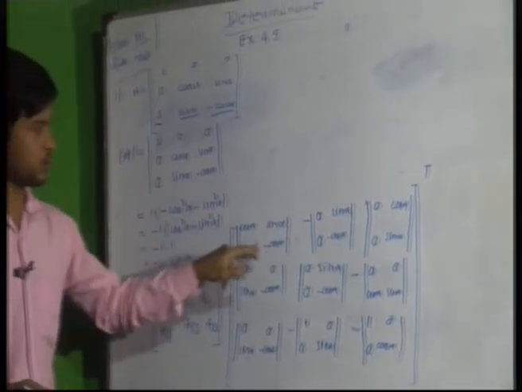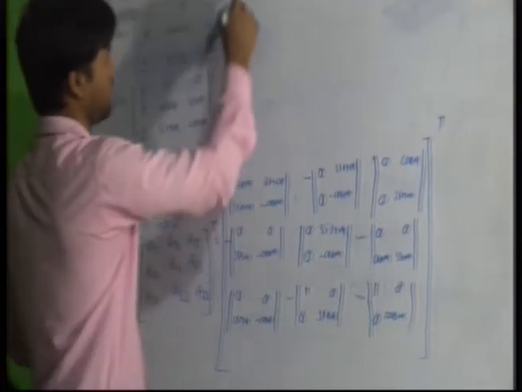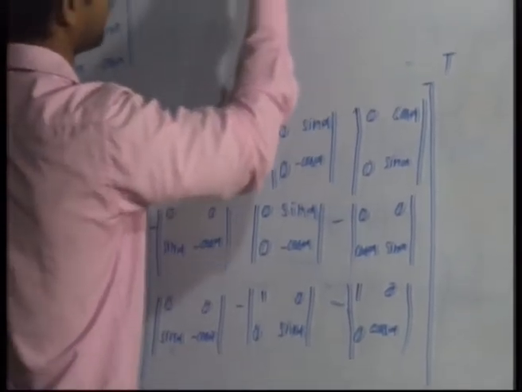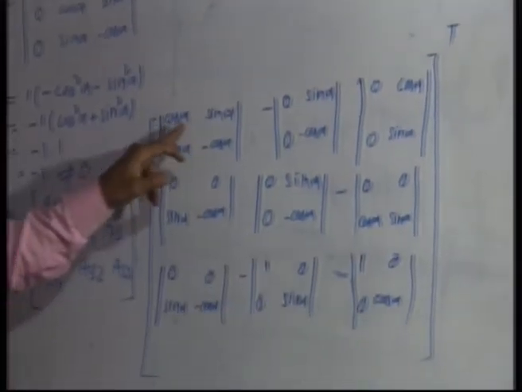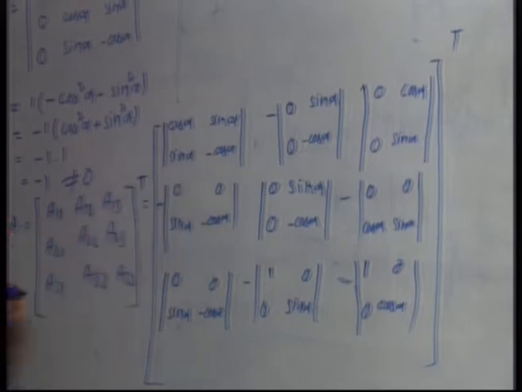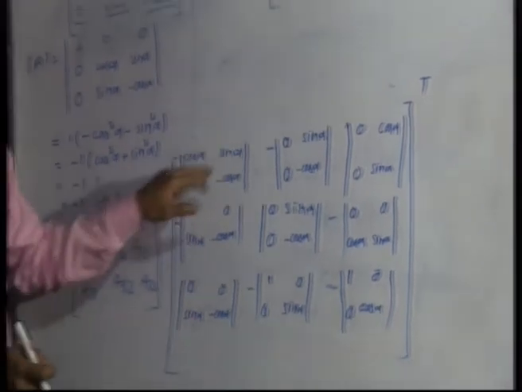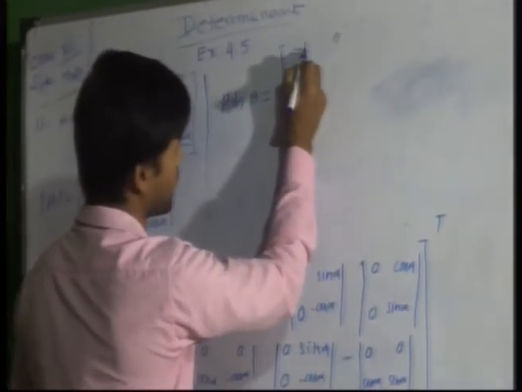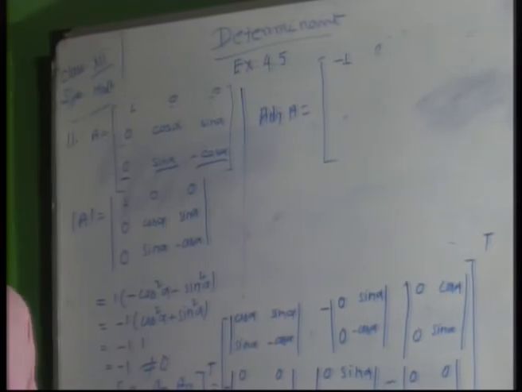Okay, so now we have to just expand this 2 cross 2 determinant. That means adjoint of A is equal to, now if we expand this determinant, cos alpha into minus cos alpha, that is minus cos square alpha, and minus sin square alpha. Minus cos square alpha and minus sin square alpha gives you minus 1. So this is a minus 1.